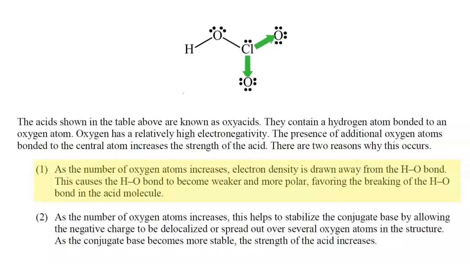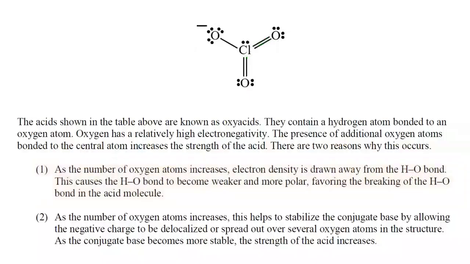First, as the number of oxygen atoms increases, electron density is drawn toward these oxygen atoms away from the HO bond. And this causes the HO bond to become weaker and more polar, favoring the breaking of the HO bond in the acid molecule, so favoring the formation of H+. The second reason why this occurs is because of the stability of the conjugate base. So as the number of oxygen atoms increases, this helps to stabilize the conjugate base by allowing the negative charge to be delocalized or spread out over several oxygen atoms in the structure.